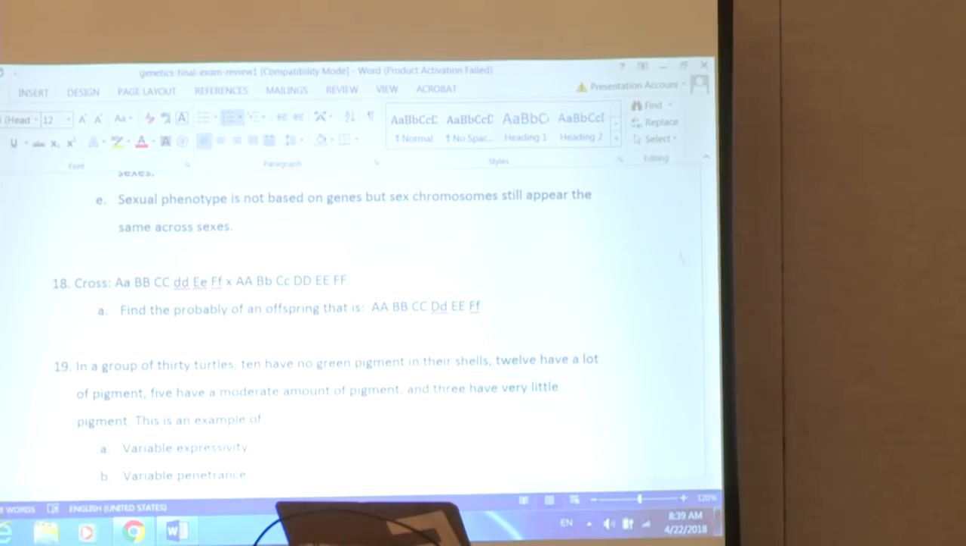And then for the D's, we need a heterozygous individual. One parent only has small d's, and the other parent only has big D's. So that's going to be a 100% chance. And then for the E's, same thing. And then for the F's, it's the same thing.